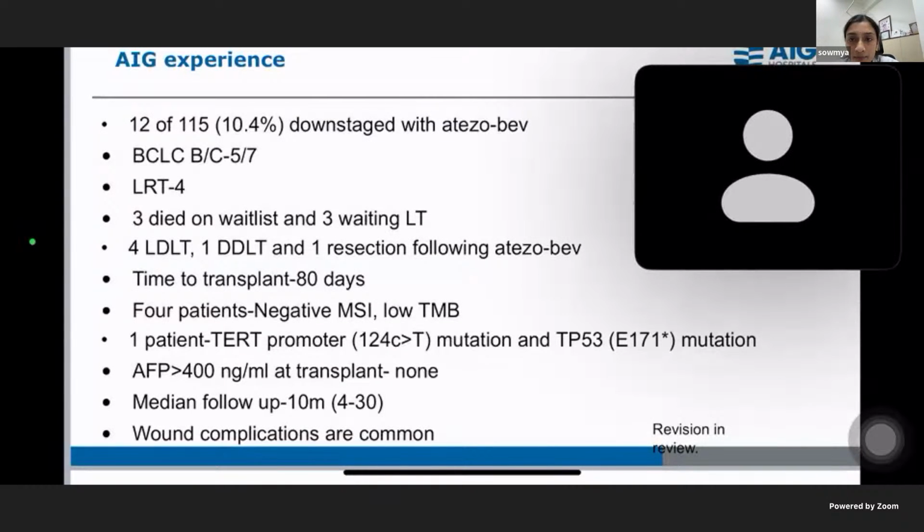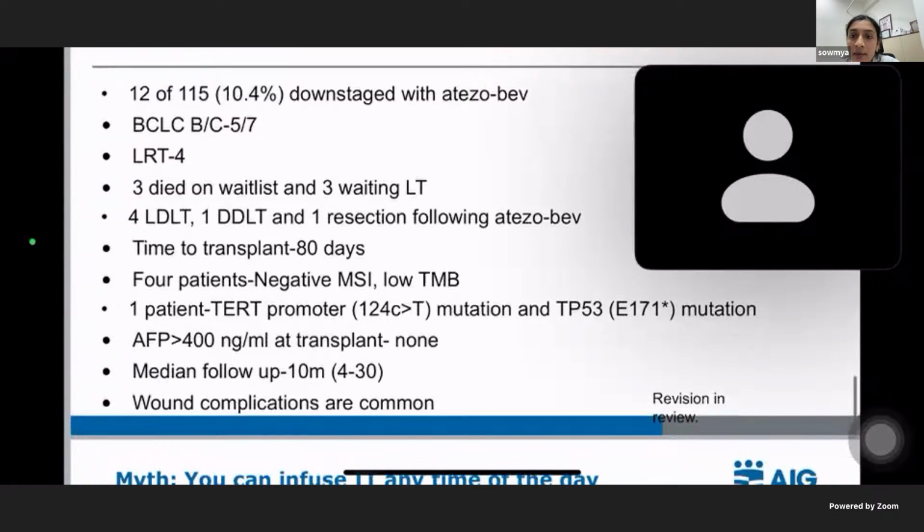4 patients had negative microsatellite instability and low tumor mutation burden. And 1 patient had TERT promoter mutation and TP53 mutation, which are considered poor prognostic markers for HCC. Baseline AFP of more than 400, none of the patients had, and median follow-up was 10 months.